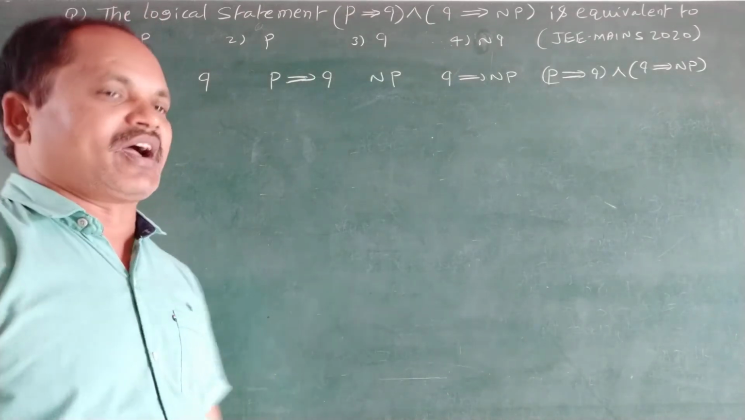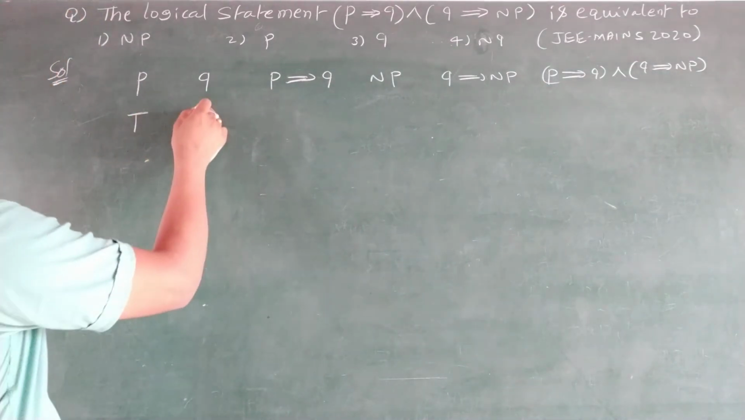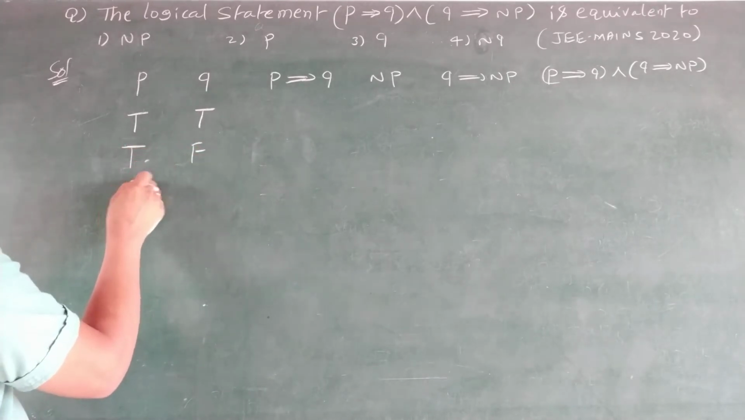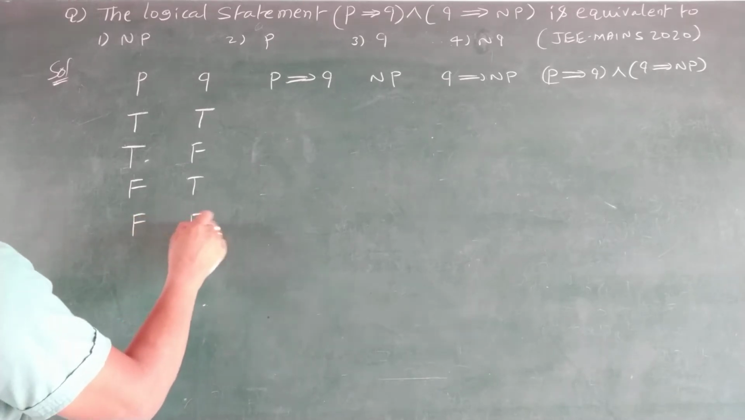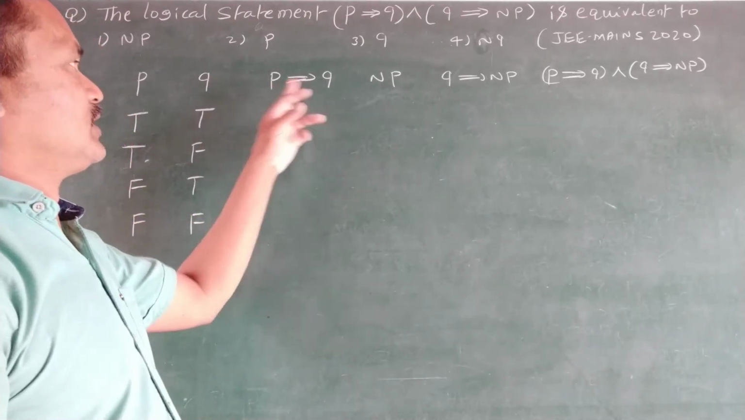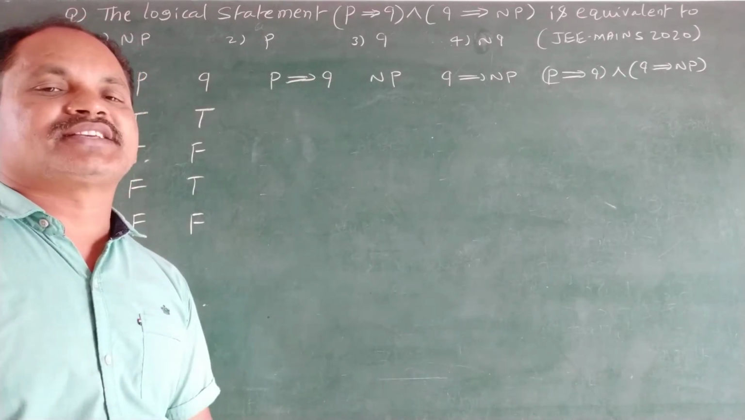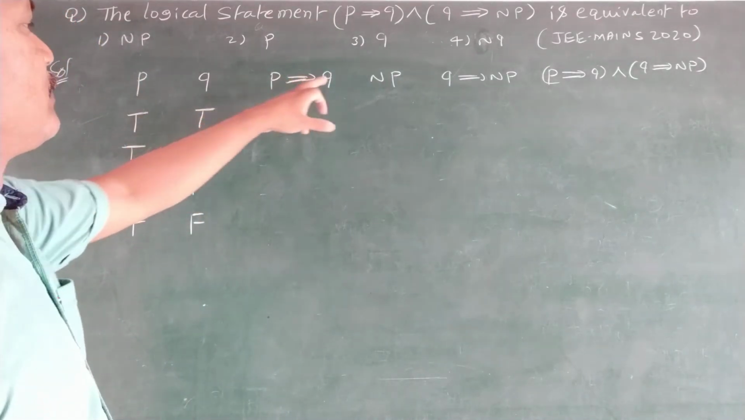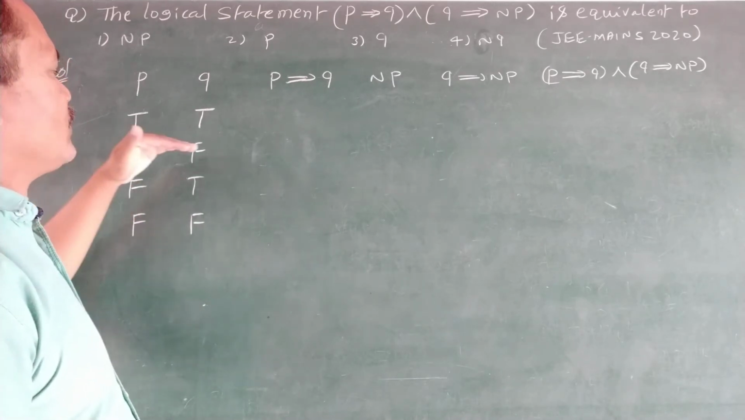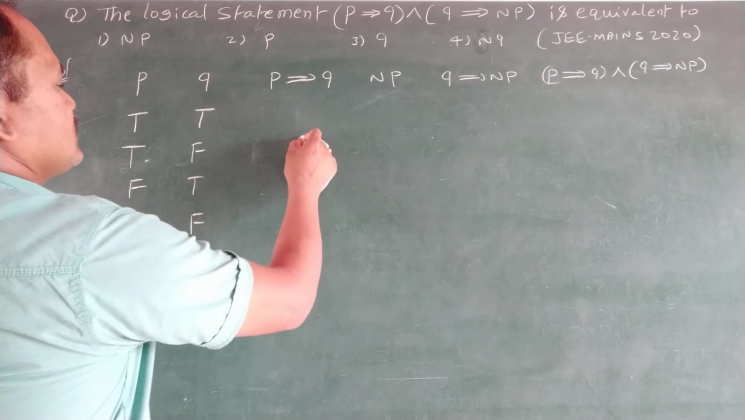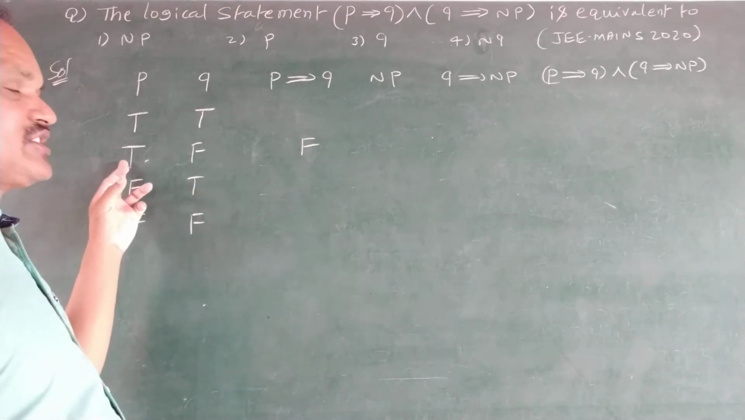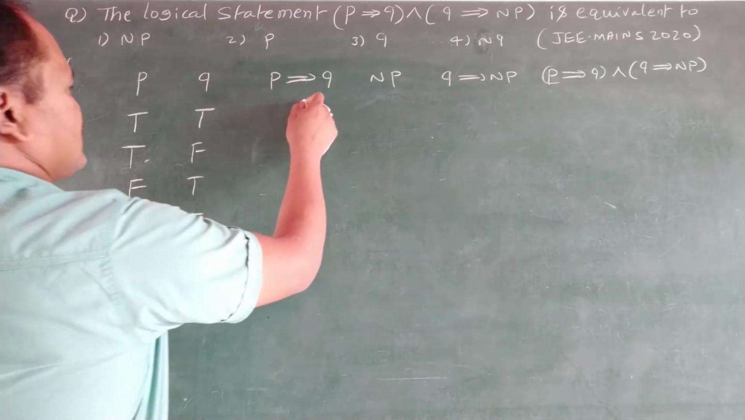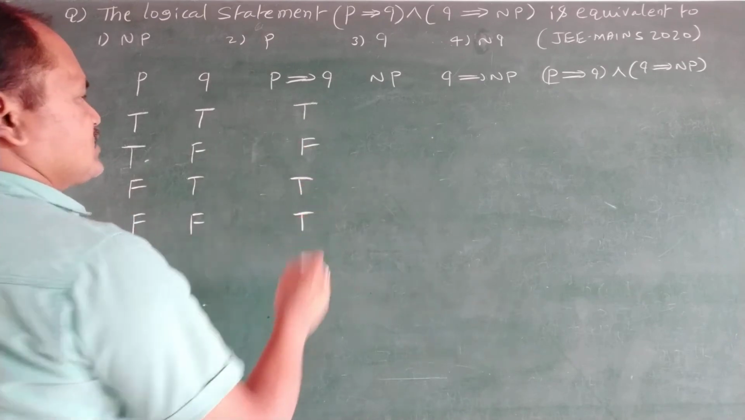Now we have to take the truth values. Here it is T, T. Here it is T, F. Now here it is F, T. Here it is F, F. Now, P implies Q. Implication. For P implies Q, if P is true and Q is false, then it is false. By implication, if the first one is true and the second one is false, then its implication is false. Otherwise it is true. That's why this is true, and this is true.